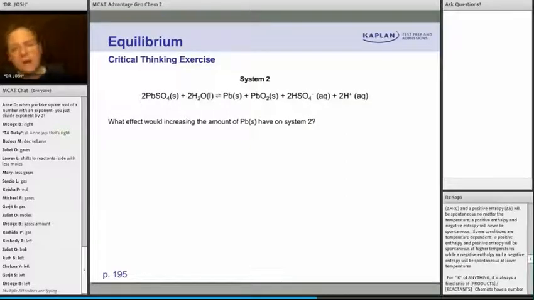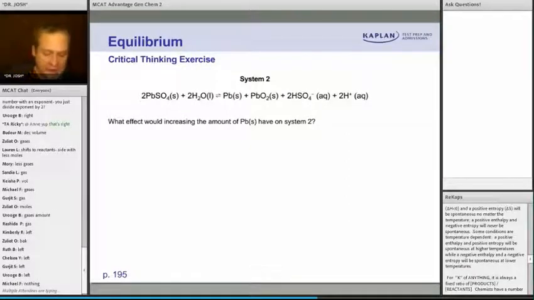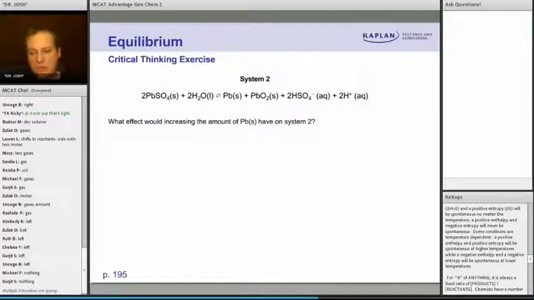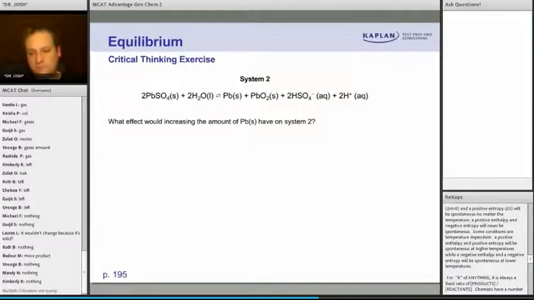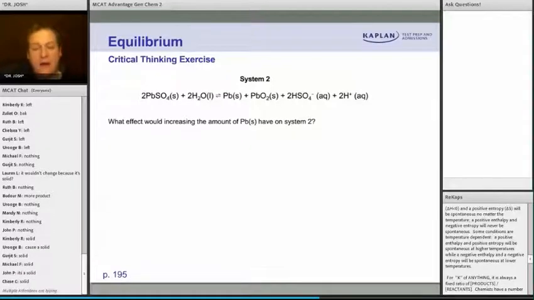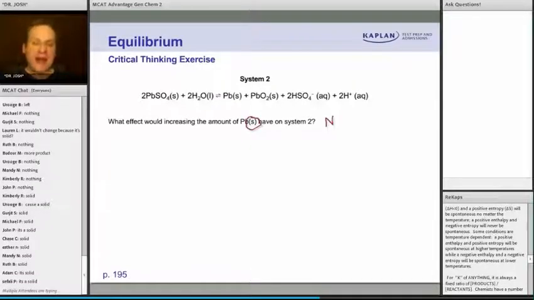What would happen if you increase the amount of lead here? What would happen if you increase the amount of lead? Michael, nothing. Nothing. Why will lead not affect equilibrium? And there it is, because it's a solid.